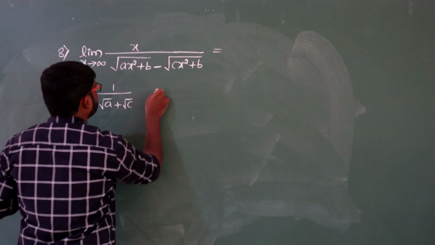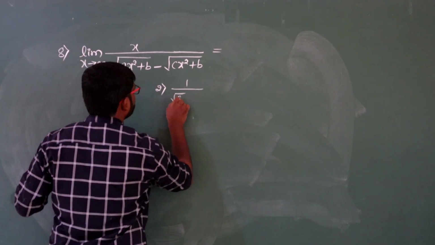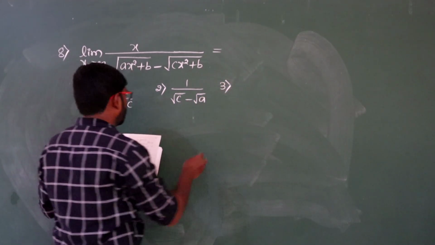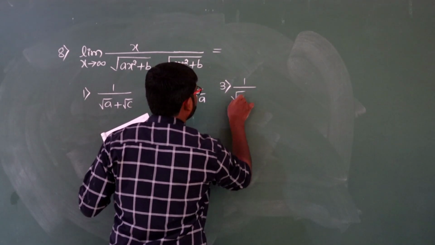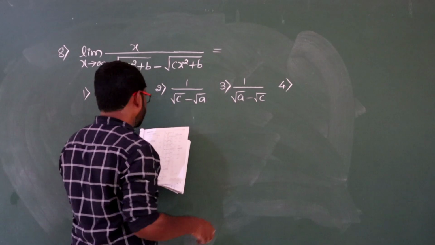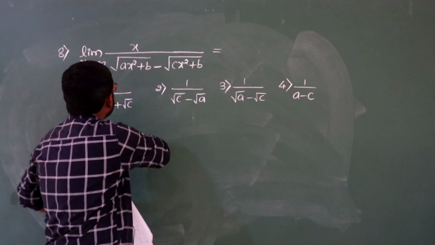c, then option 2 it is 1 divided by square root of c minus square root of a, then option 3 is 1 divided by square root of a minus square root of c, then option 4 it is 1 by a minus c. So let us solve this now.